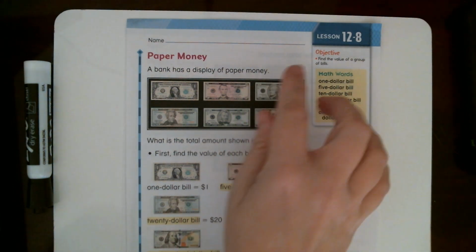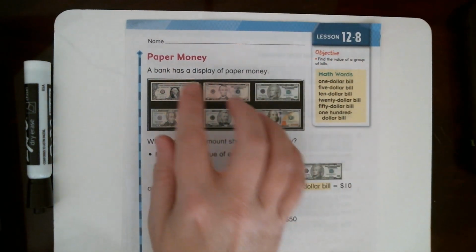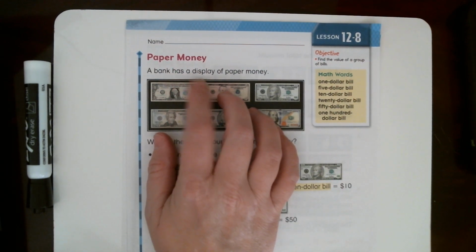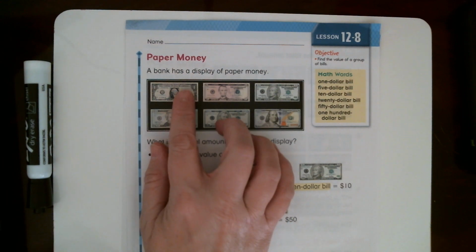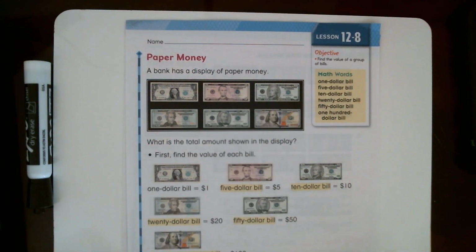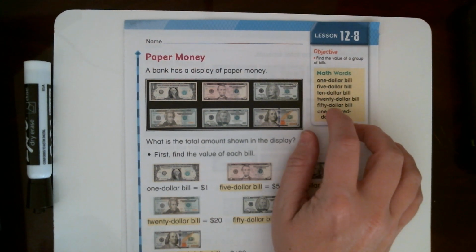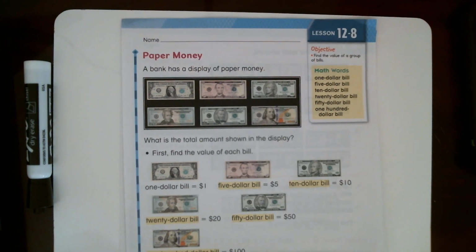Hey guys, this is math lesson 12-8, and today we're going to be talking about paper money. So we've been talking about coins and then adding those up together, and now we're going to talk about actual paper money. Okay, so we're going to look at the $1 bill, the $5 bill, the $10 bill, the $20 bill, the $50 bill, and the $100 bill.